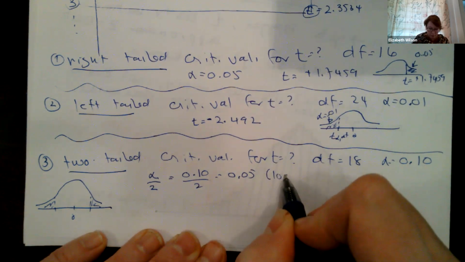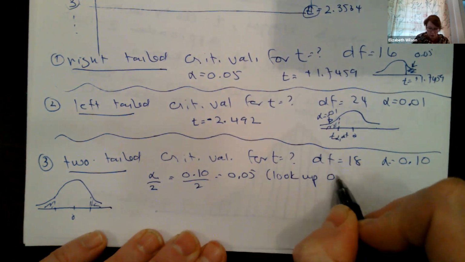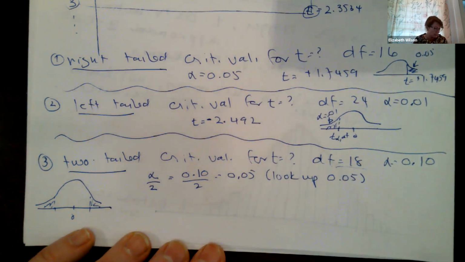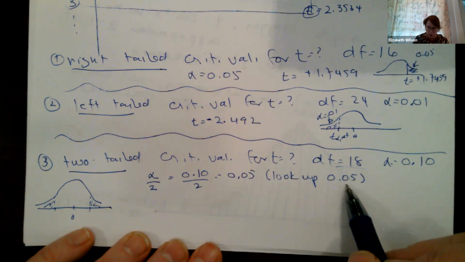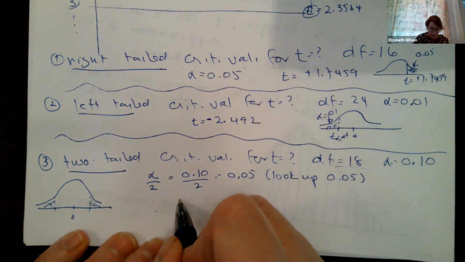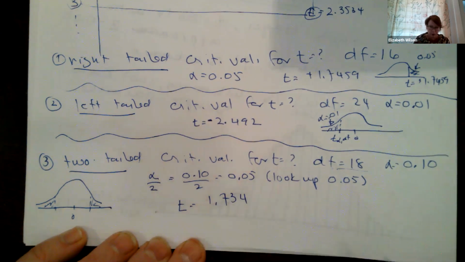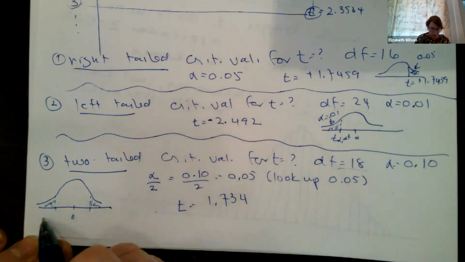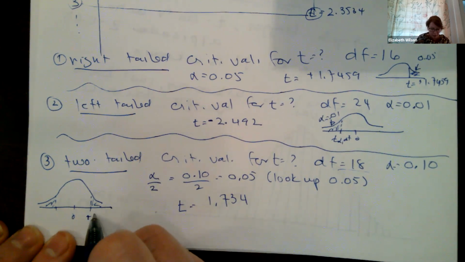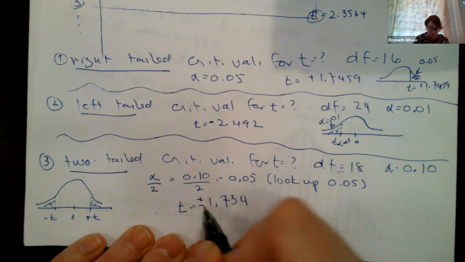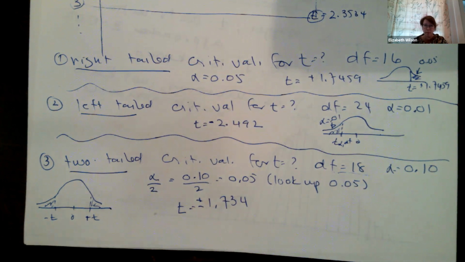Look up 0.05, and my degree of freedom is still 18. So I'm going to look up 0.05, and my degree of freedom is 18. I get a t value that says 1.734. But it's two-tailed, so I have a positive t and a negative t, in order to compensate for both. Have a positive and negative. So keep that in mind.